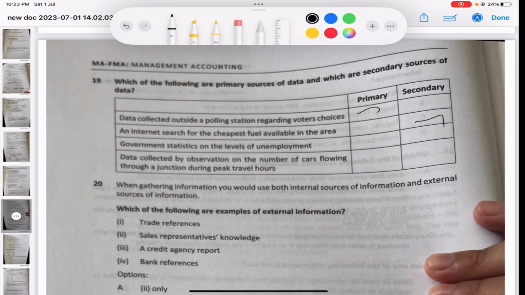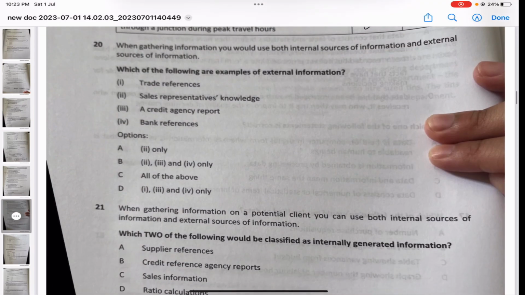We know that. Government statistics on the levels of unemployment. So if you can recall from the chapter explanation, you must have seen that all the government sources are secondary in nature. Data collected through observation on the number of cars flowing through a junction during peak travel hours. So you are collecting data for a particular reason itself, so then this is primary in nature.